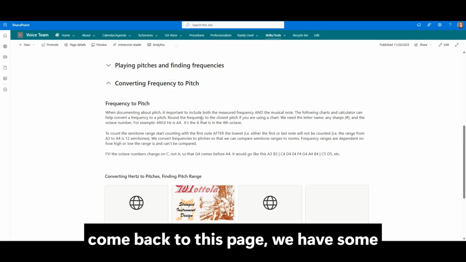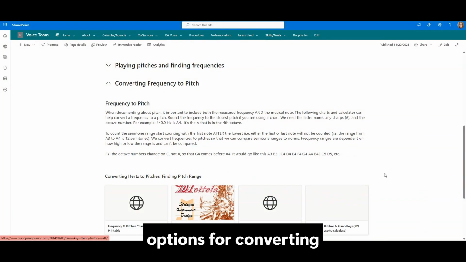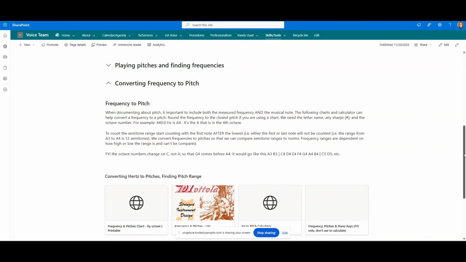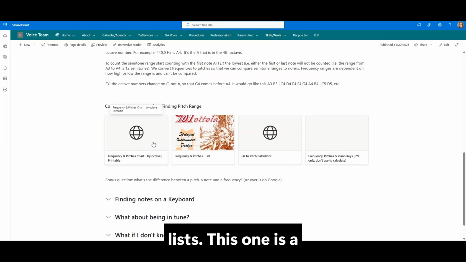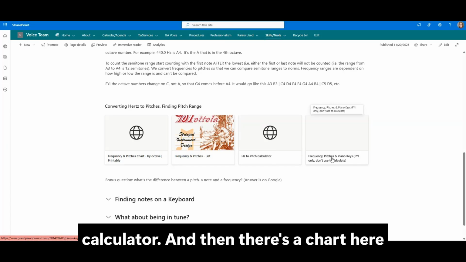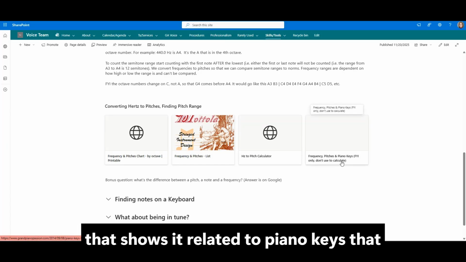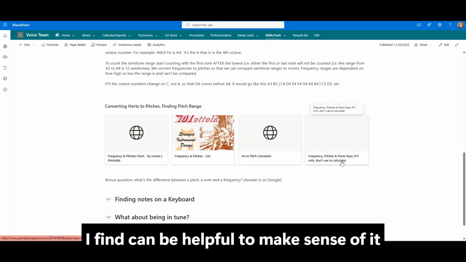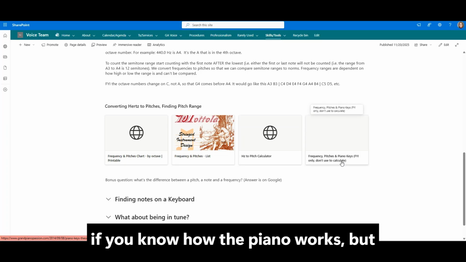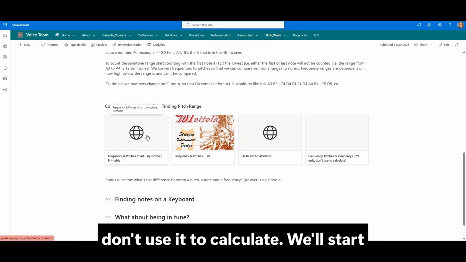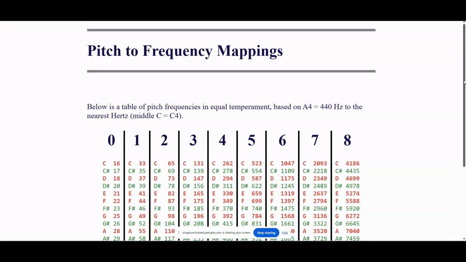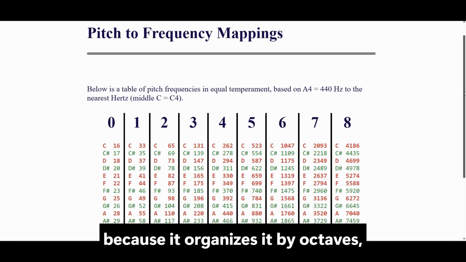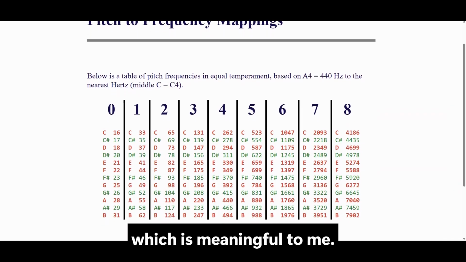So if we come back to this page, we have some options for converting hertz to pitches. A couple of these are lists. This one is a calculator. And then there's a chart here that shows it related to piano keys that I find can be helpful to make sense of it if you know how the piano works, but don't use it to calculate. We'll start with this chart. This is my favorite one because it organizes it by octaves, which is meaningful to me.